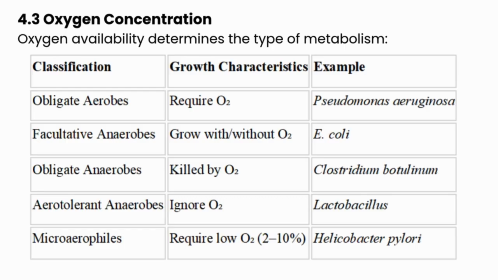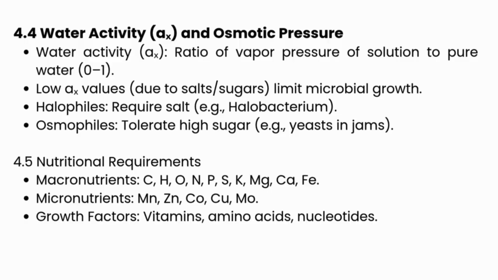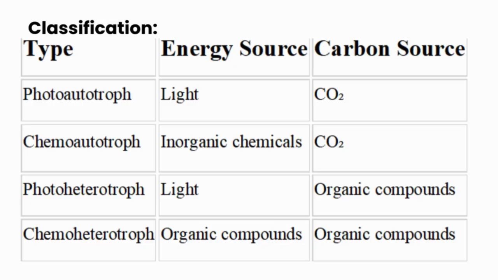Helicobacter pylori. Water activity, aw, and osmotic pressure. Water activity, aw, is the ratio of vapor pressure of solution to pure water, 0 to 1. Low aw values, due to salts or sugars, limit microbial growth. Halophiles require salt, e.g., Halobacterium; osmophiles tolerate high sugar, e.g., yeasts and jams. Nutritional requirements: macronutrients, carbon, hydrogen, oxygen, nitrogen, phosphorus, sulfur, potassium, magnesium, calcium, iron; micronutrients: manganese, zinc, cobalt, copper; growth factors: vitamins, amino acids, nucleotides.